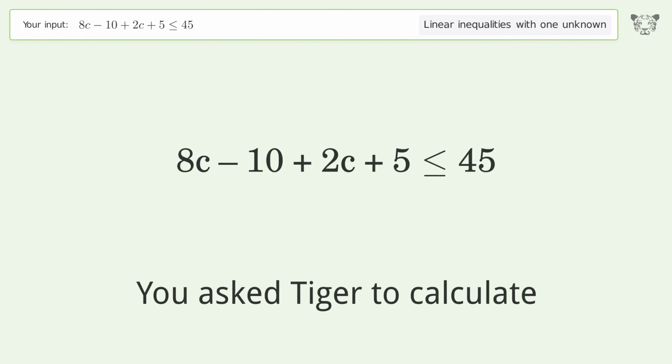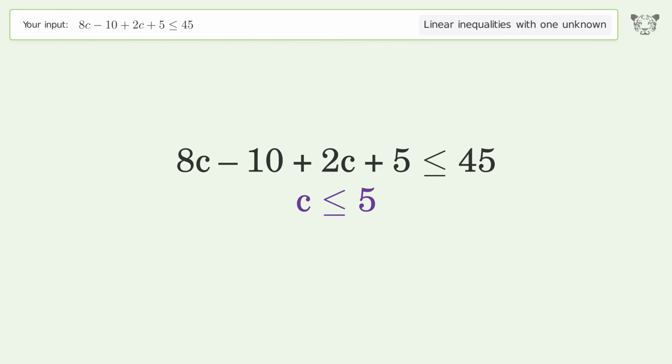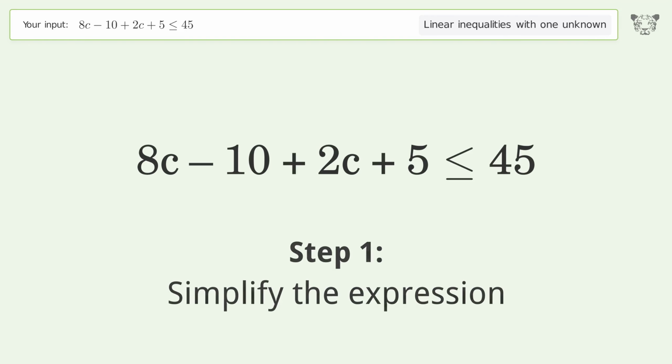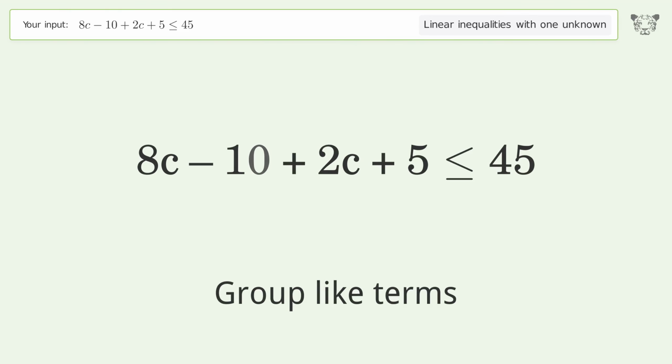You ask Tiger to calculate. This deals with linear inequalities with one unknown. The final result is c equal or smaller than 5. Let's solve it step by step. Simplify the expression. Group like terms.